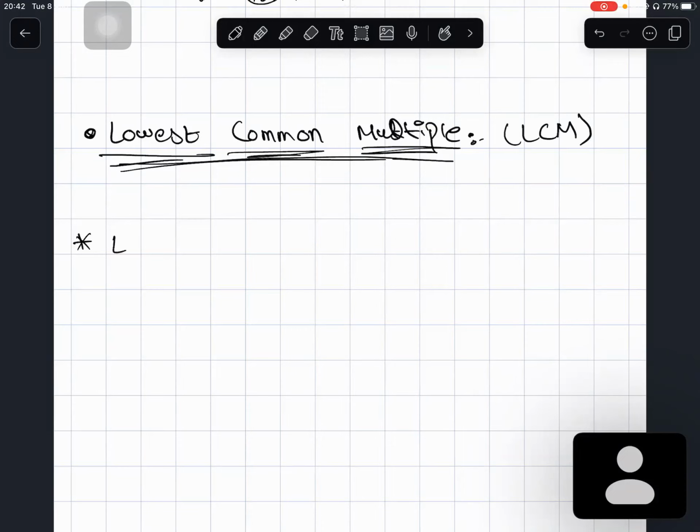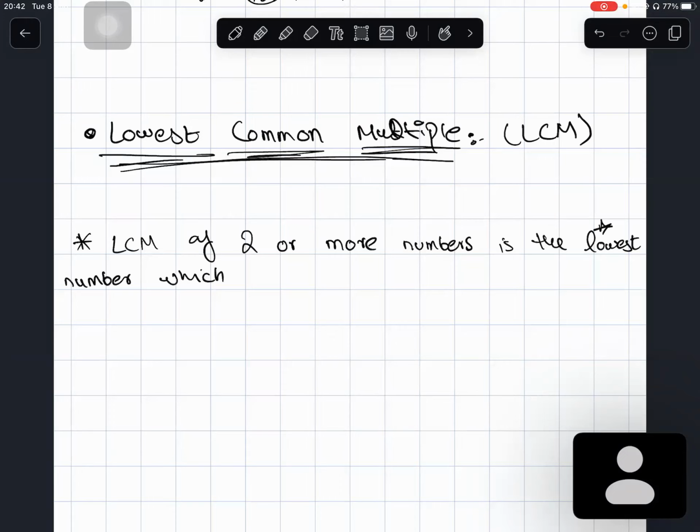LCM of two or more numbers is the lowest, this has to be highlighted, lowest number which is a multiple, again has to be highlighted, of all the given numbers, right? So let's take an example.